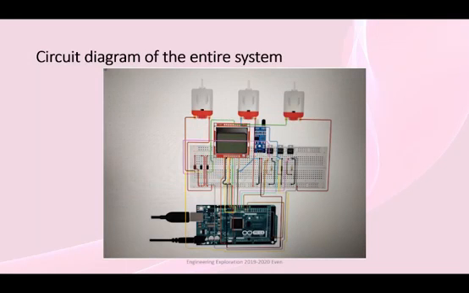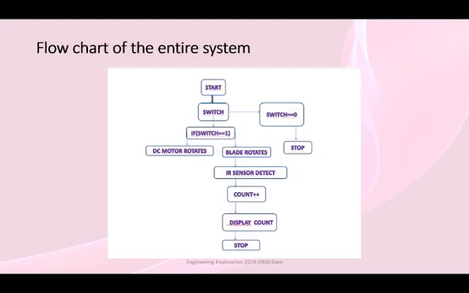Circuit diagram of the entire system. The circuit consists of an Arduino Mega 2560, a breadboard, and 3 DC motors. One of them is connected to the screw feeder, the second one is connected to the blade, which is used to cut the dough into small chunks of balls, and the last DC motor is for sugar coating. We have one IR sensor which is used to detect the dough, and an LCD display to display the number of balls.